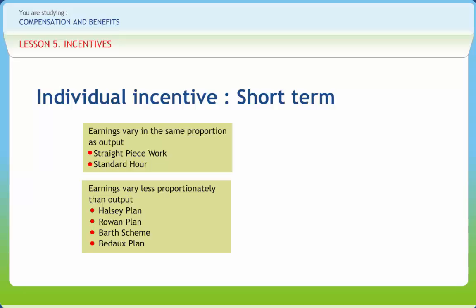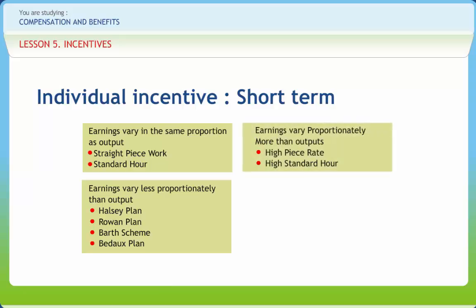Under the Rowan system also a standard time is allowed for a job and bonus is similarly paid for any time saved. Under the Bedaux point system, the standard time set is divided into a number of points at the rate of 1 minute per point.